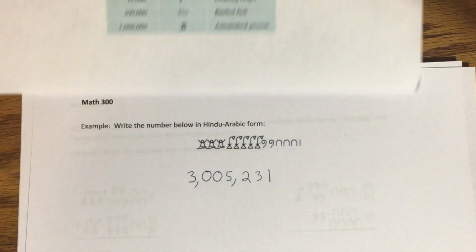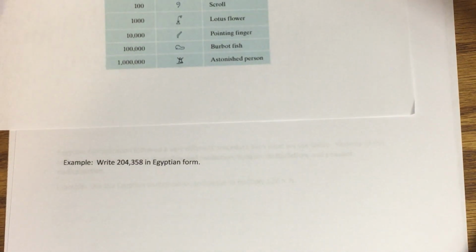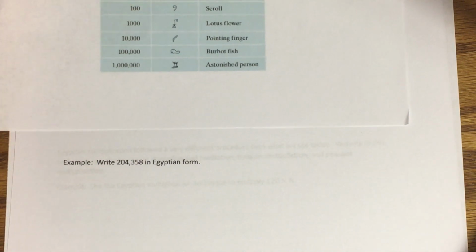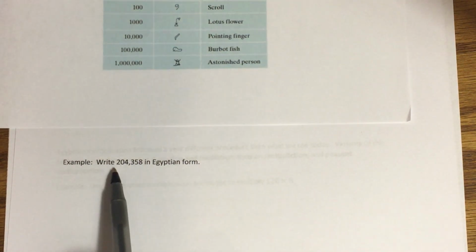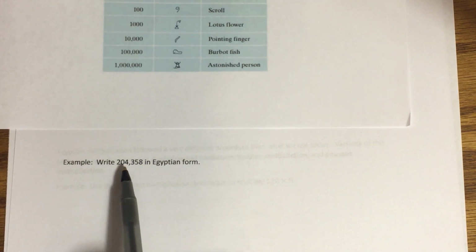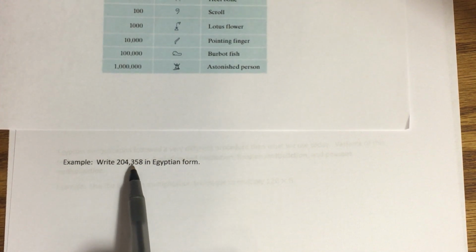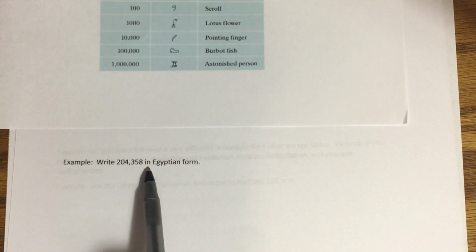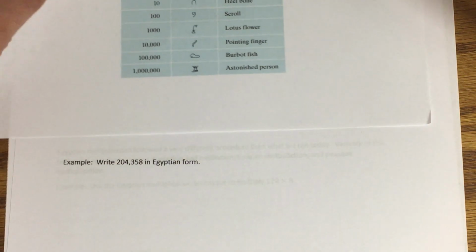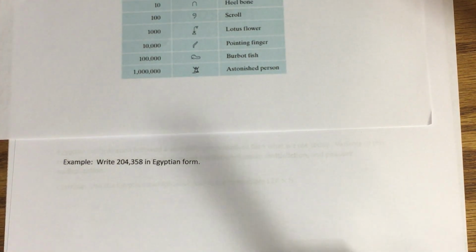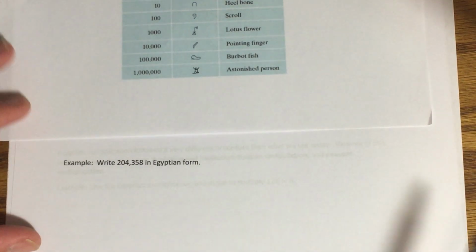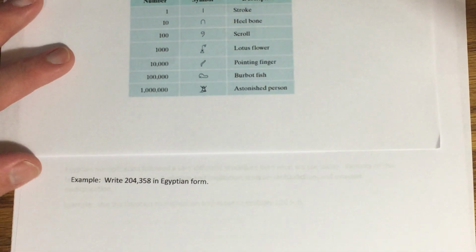So you'll want to have this chart handy, obviously, when you're working through these homework problems, because it's a whole new set of symbols that we have to learn. I want to do this in the other order. I have a number here, 204,358. It's in Hindu-Arabic, and I want to put this in Egyptian form. So we're going to sketch this number out using the symbols that we have here.